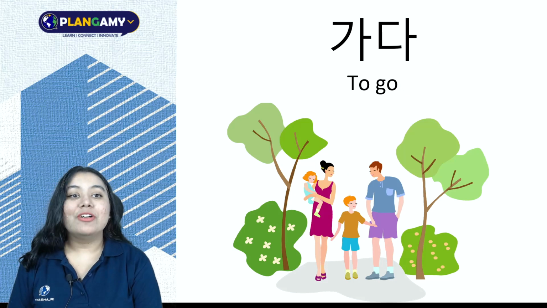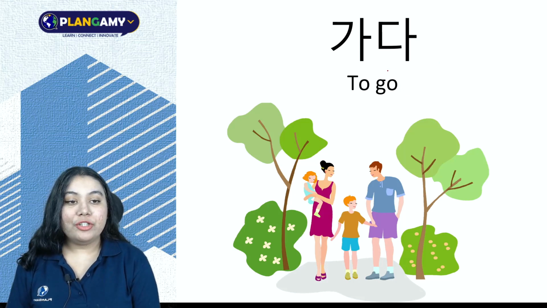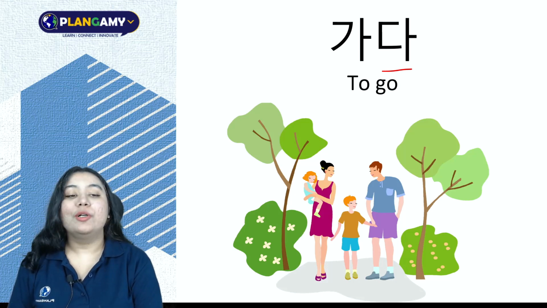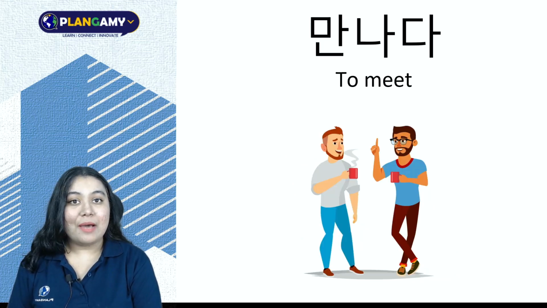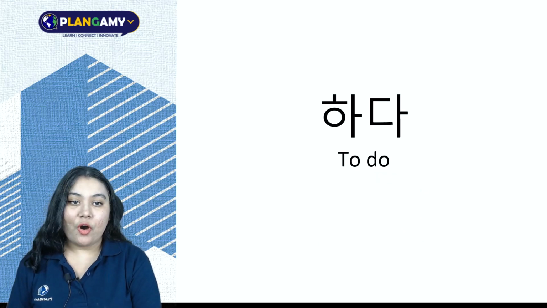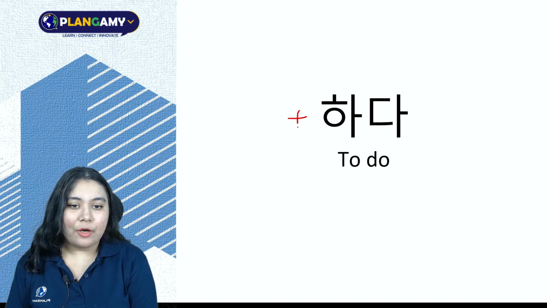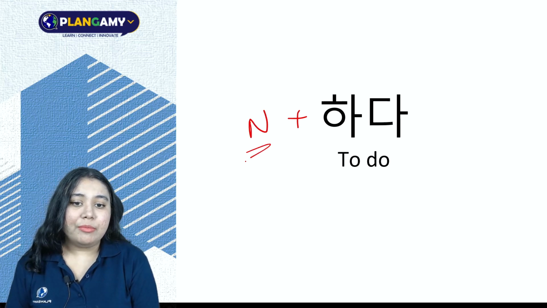Next we have 가다. 가다 is to go. So whenever you have dha, just know that it's probably a verb or an adjective. So khada is the verb of to go. Next we have mannada. Mannada is to meet. Again, this is a verb. Next we go on to hada. Hada is a very basic verb which means to do something. So when I attach hada to a noun, this would mean that I'm doing that now.